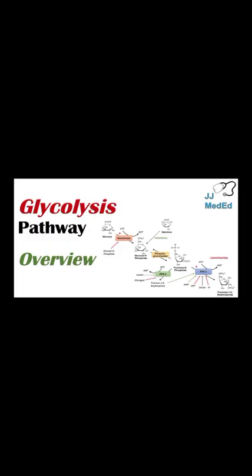So to start with, we'll be looking at glycolysis and the pathways as well as the overview. So what is glycolysis? Glycolysis is just a process by which glucose is broken down to form pyruvate. And you must understand that there are 10 enzymatic reactions that occur before pyruvate is formed from the breaking down of glucose.